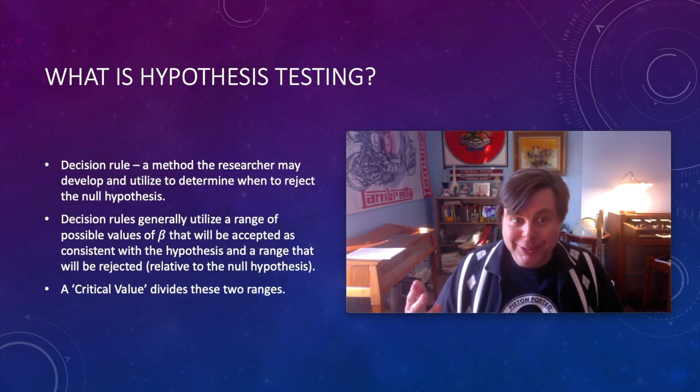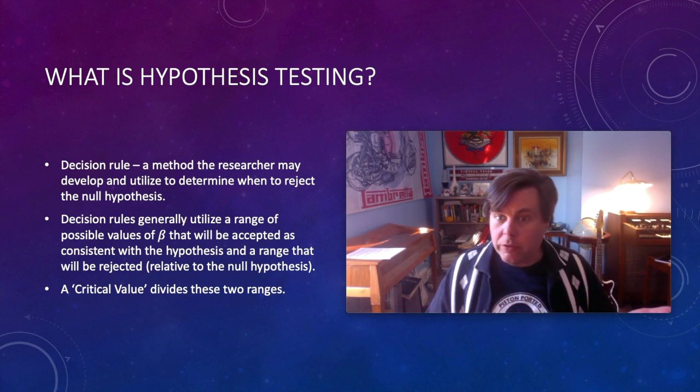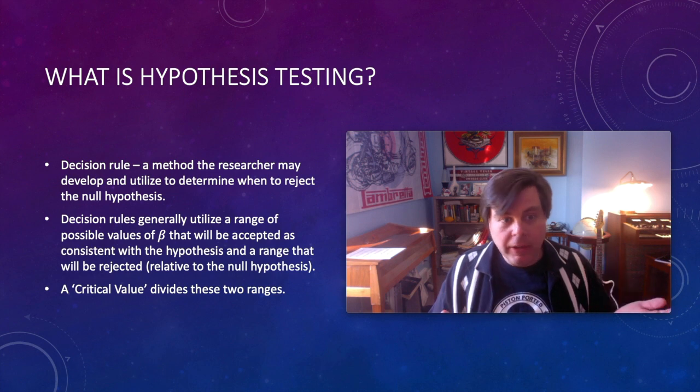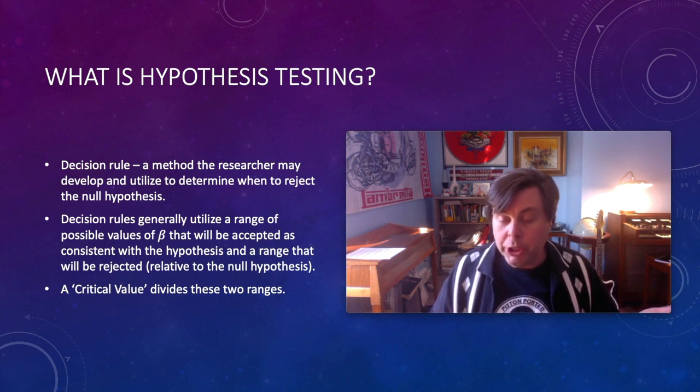Next piece of terminology, a decision rule. Okay, what is a decision rule? Well, a decision rule is a method the researcher may develop and utilize to determine when to reject the null hypothesis.